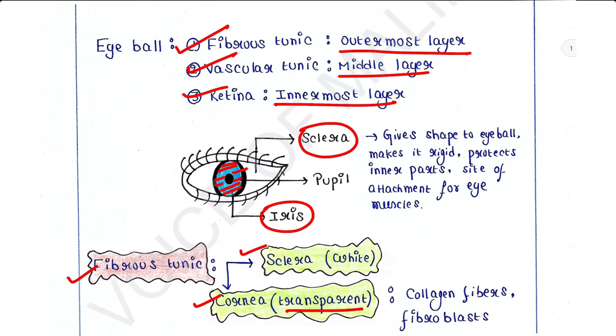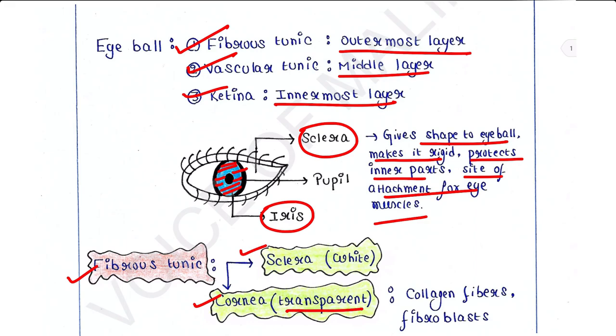And sclera gives shape to the eyeball, makes it more rigid, protects its inner parts and serves as a site of attachment for the eye muscles.